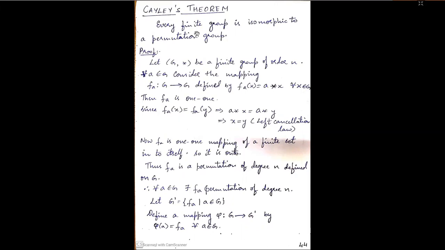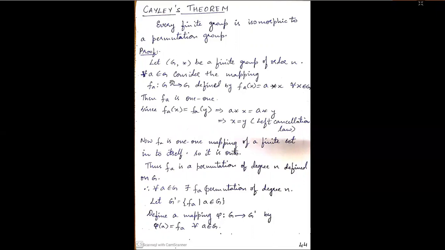So here Cayley's theorem says that every finite group is isomorphic to a permutation group, or we can also say it as every finite group is isomorphic to a subgroup of a permutation group. The permutation group is a non-abelian group, but a subgroup of it can be an abelian group. You can take an example of S3 and find out its subgroups and show that they are abelian. You can do it as an exercise.